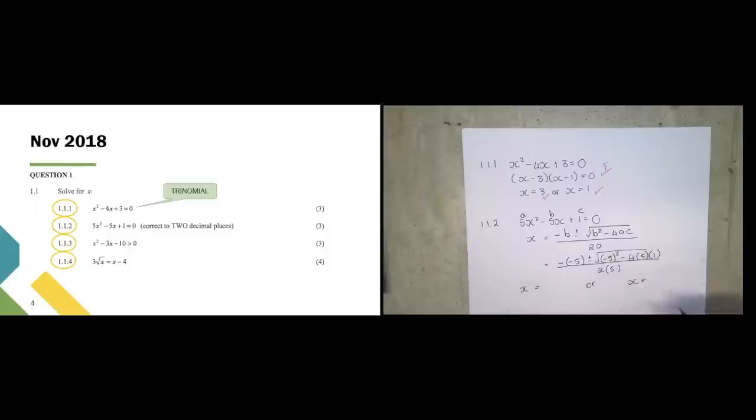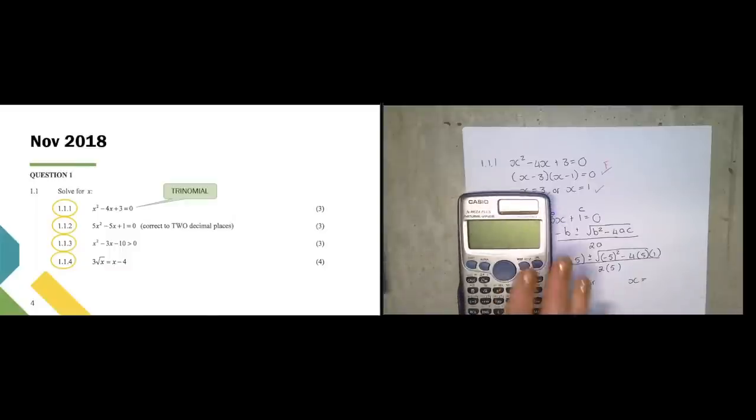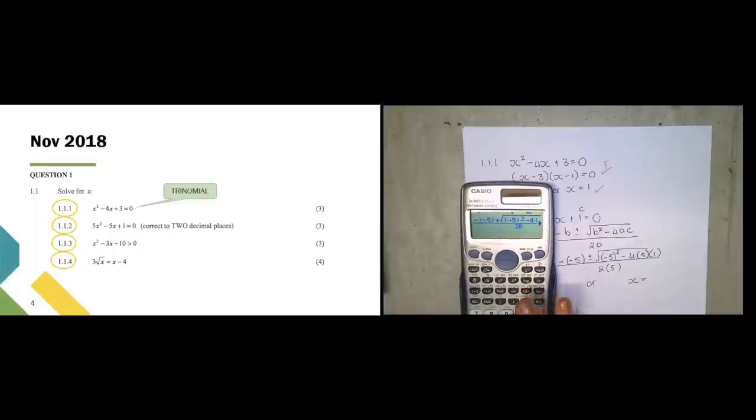And now I need to go to my calculator. I use the fraction sign, and I go minus in a bracket negative 5 plus square root of negative 5 in a bracket squared. I type it in exactly like it's in the equation. Minus 4 times 5 times 1. Everything over 2 times a, which was 5. And it gives me my answer in a fraction.